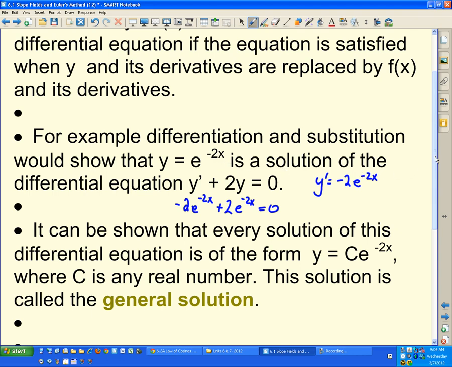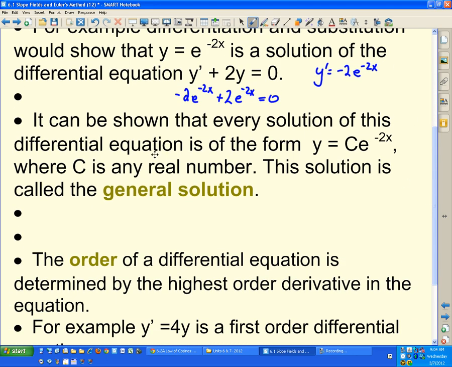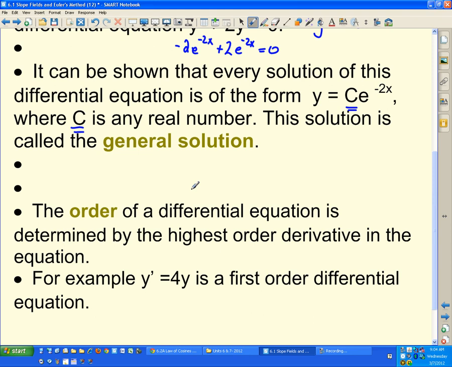And so if we were to go through and solve a differential equation, there is a general form. Just like any other time when there is a c involved, our constant that we've been using, that would be our general solution. And then the final definition that we need to get down is that the order of the differential equation is the highest order derivative in the equation. So for example, right here we have y prime equals 4y, and that would be a first order differential equation.